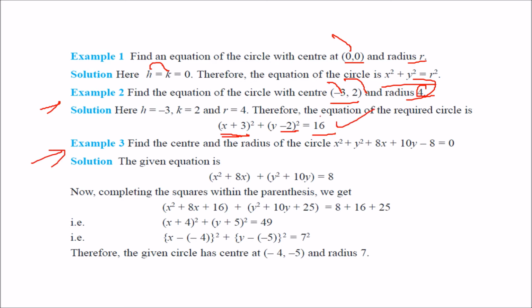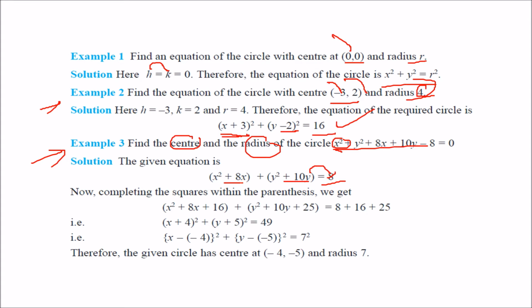Now let us take one more example. Now the equation is given and we have to find the reverse, that is the center and the radius. So what you have to do is arrange such that x terms are together, y terms are together, and the constant you take on the other side, on the right hand side.